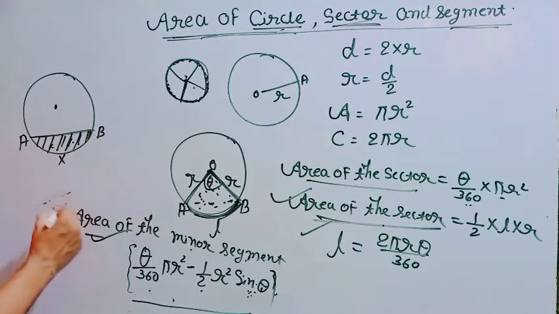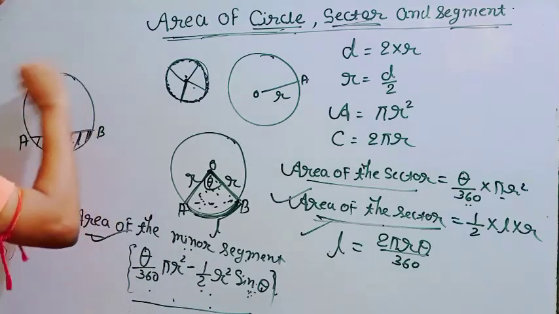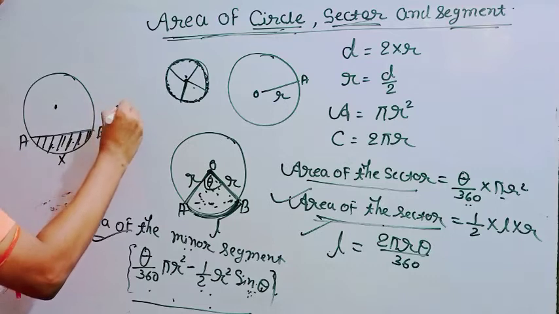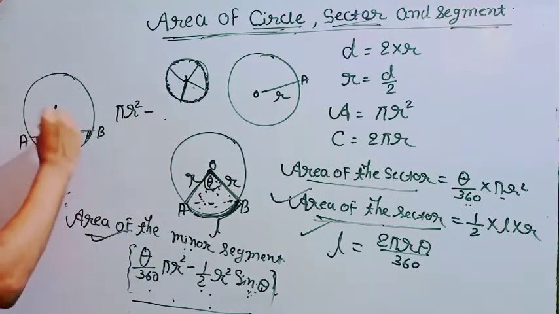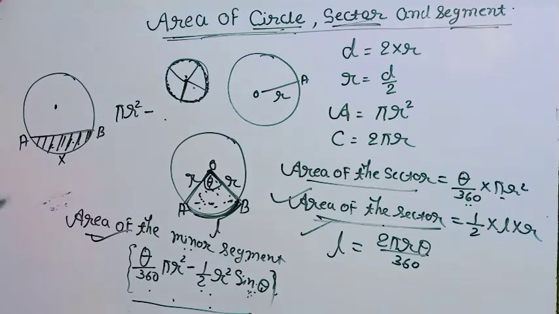But how can you find the major segment? If you find the area of the minor segment, then subtract it from the whole area of the circle, that means pi r square minus the minor segment, and you get the area of the major segment. So first you find the area of the minor segment, then subtract it from the whole circle, and that is the area of the major segment.